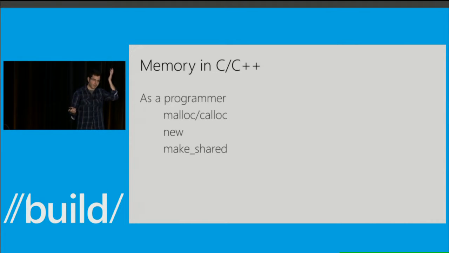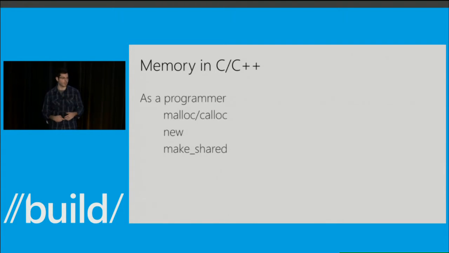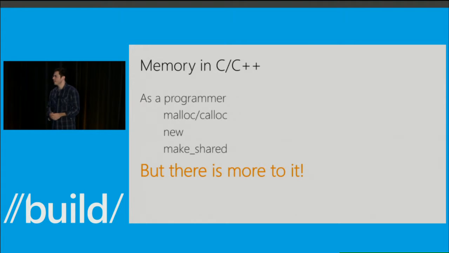Now, when I think about memory when I'm writing a C or C++ program, this is mostly what I think of. I think of how do I allocate my memory? Is it on the stack? Do I use malloc or calloc or new, or if you're using C++, you're hopefully using make_shared, stuff like that. But there's a lot more to it, especially when it comes to performance.